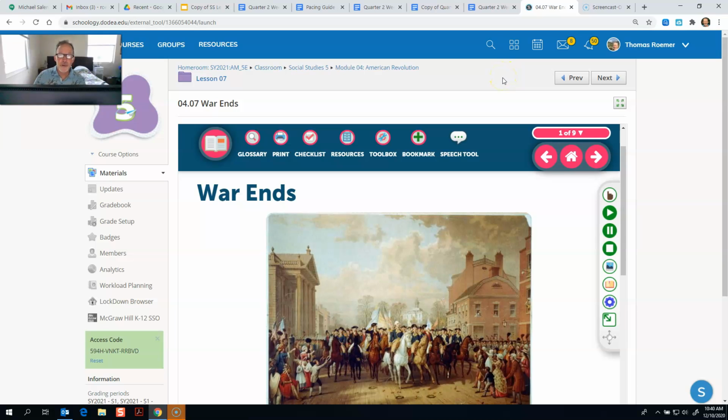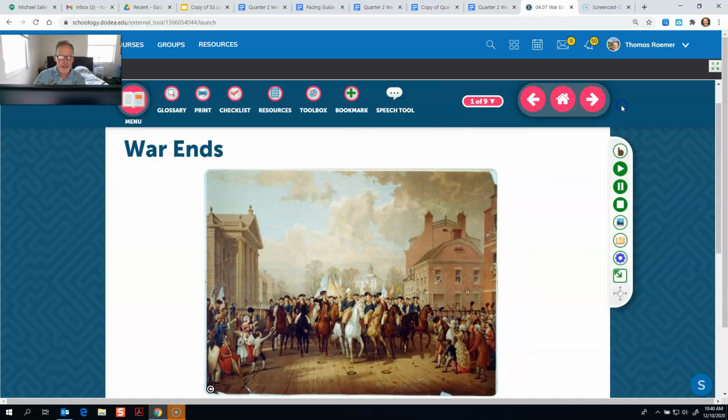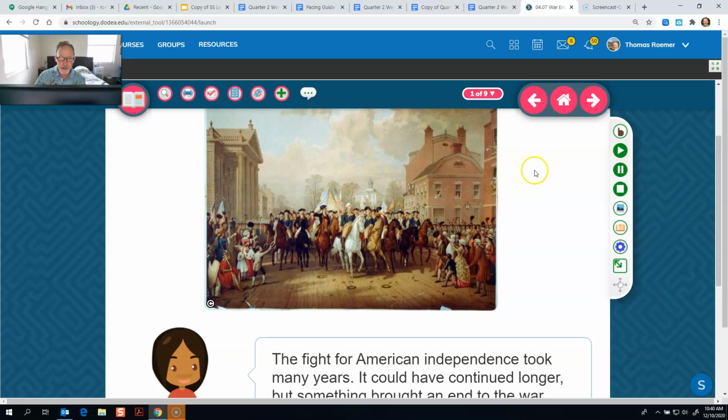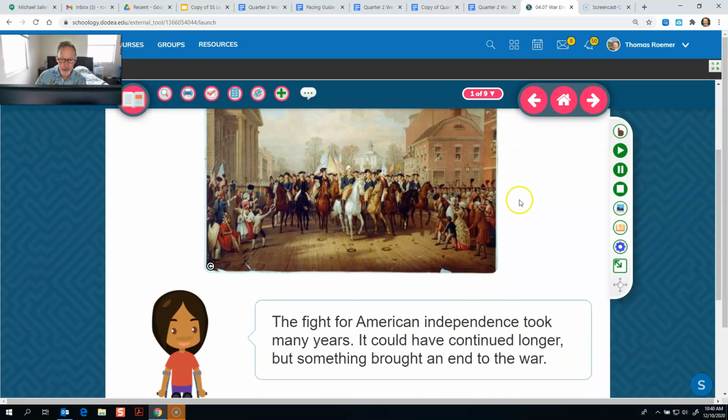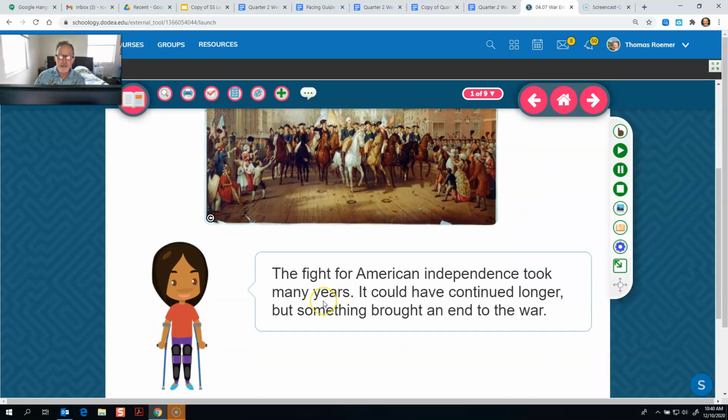Okay, module 4, lesson 7. So check out the title of this one, The War Ends. All right, so the Revolutionary War is going to end in this section, and here we can see General Washington and the troops coming in. So the fight took many years, guys. It wasn't just a short battle and done. Okay, it was multiple battles. It was a war. Okay, it could have continued longer, but something brought an end to the war.